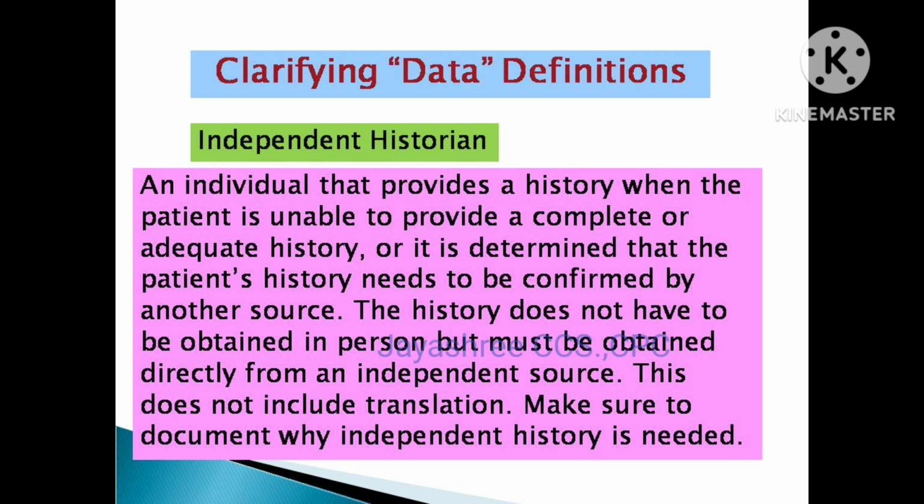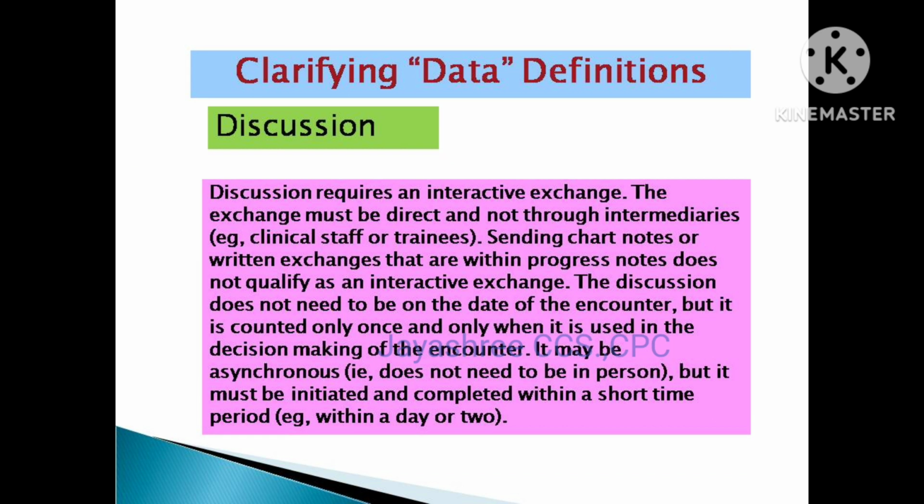Okay. Then what is discussion? Discussion records an interactive exchange regarding the patient report: discussion with whom, with any physician or whom they are discussing the patient's report. So we need to know what the discussion is. The exchange must be direct, not through an intermediary like clinical staff or trainees. So if the discussion is by the trainees or clinical staff, we cannot consider it. The exchange of chart notes will be by the physician.